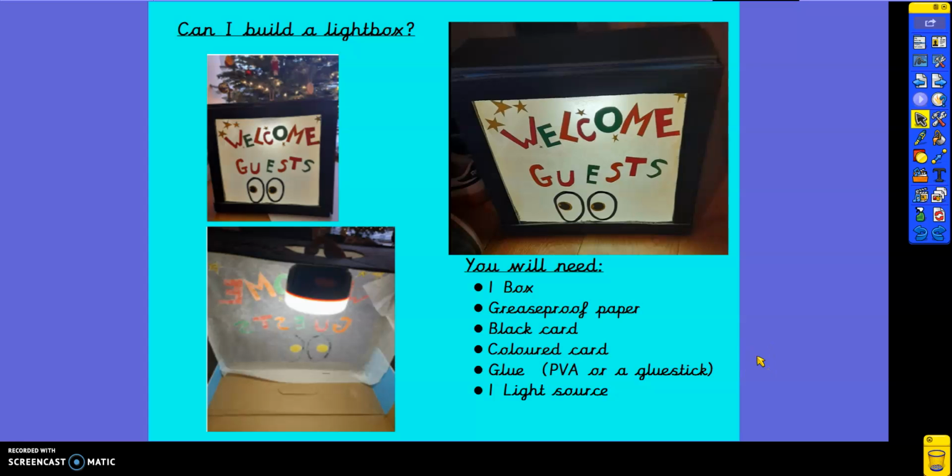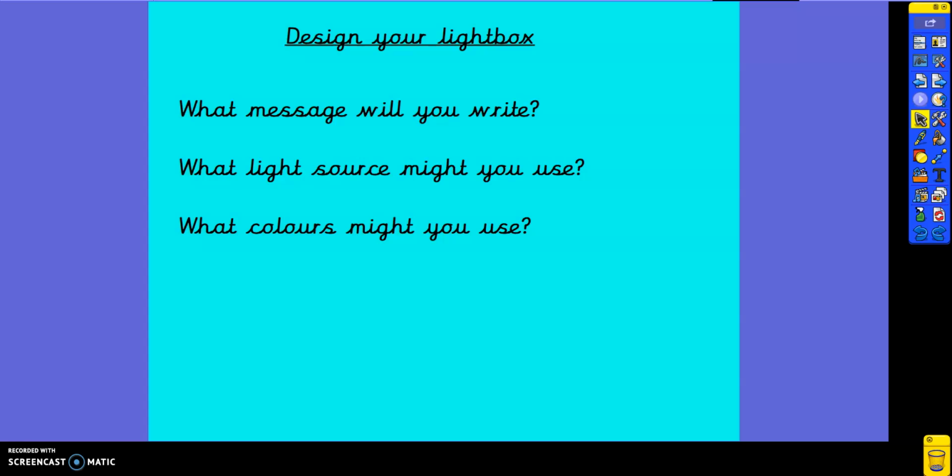I used PVA, but I do think a glue stick would probably work better. And then one light source. I've used a camping light, but if you've got fairy lights, or the adults in your house might have a torch or something, anything that you can use to shine on those letters and make them look really bright. So one light source is what you will need as well. Before I get going, you're going to need to design your light box, so have an idea of what you want to do first before you start chopping and cutting, because then you've got a clear idea of what you need to do.